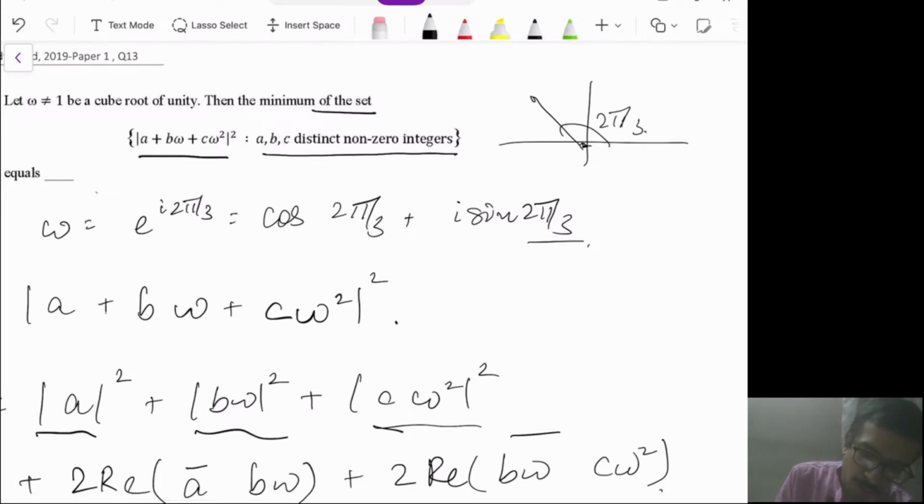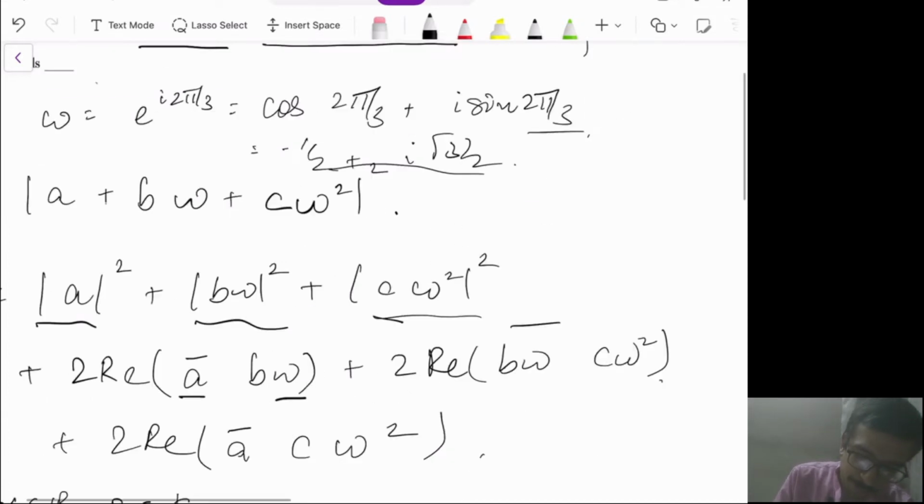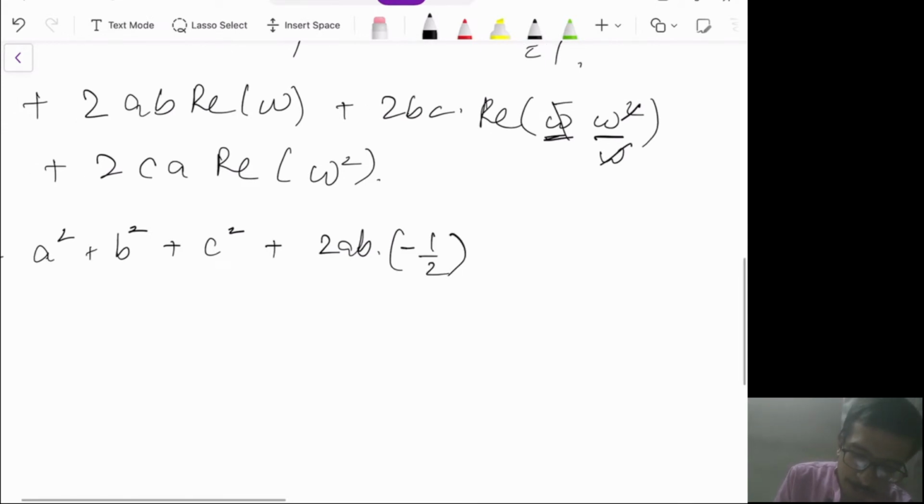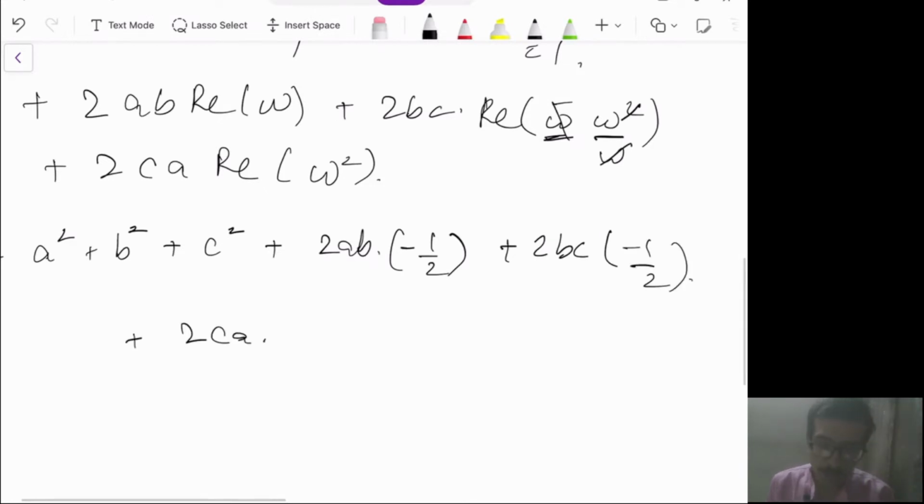And you know that cos of this value, if you compute, it's going to be minus half plus iota times root 3 by 2. So the real part of omega is going to be minus a half plus 2bc times again real part of omega, which is minus a half, plus 2ca times real part of omega square.